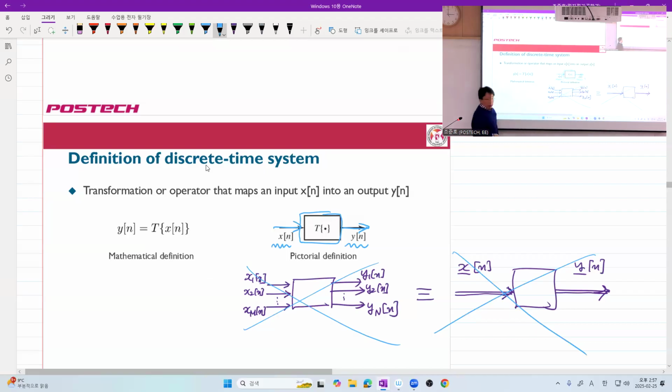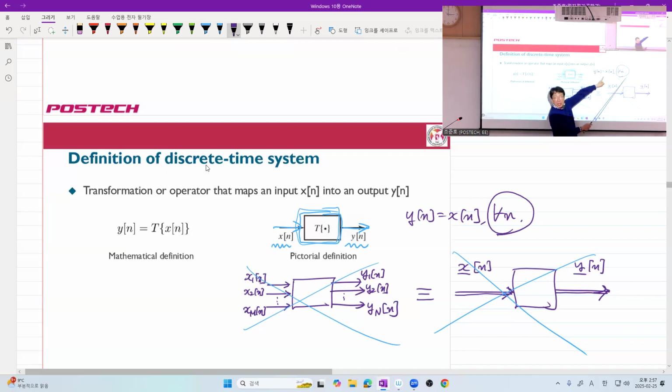Got it? And now, this system does what? It may do nothing. It may just toss input to output. In that case, the relation between the input signal and output signal would be this one. Be careful here, I intentionally have written this one. This relation holds for all n. Such a system is called what? The identity system. Of course, in this case, discrete time identity system.